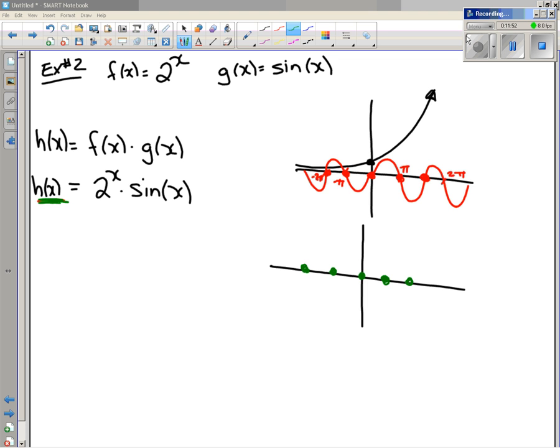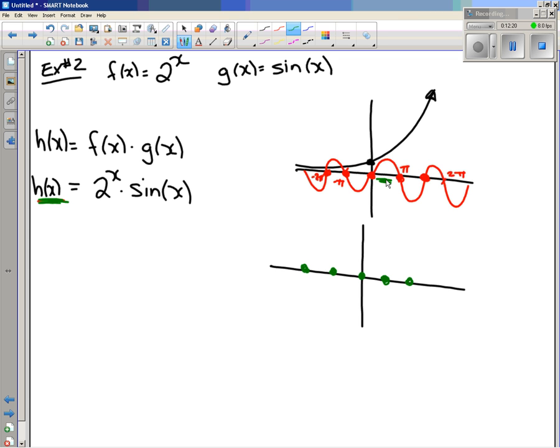So now we've looked at our function and we figured out where our zeros are. Those zeros have to be there. Now we're looking at what's going to happen in between the zeros, because we know the graph is either going to be above our x-axis or below our x-axis. We need to figure out where it's going to be. So what's going to be happening in this interval here between 0 and pi?